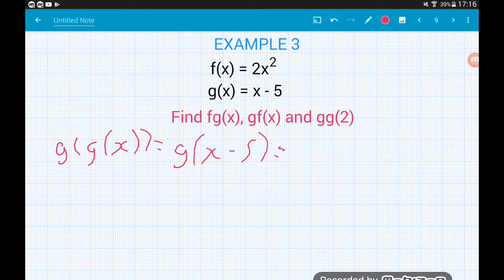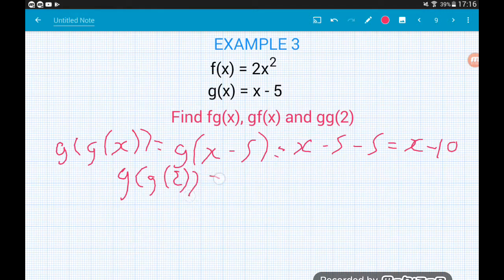So we're going to get x minus 5 minus 5, which will give us x minus 10. Not such a bad one, this. So then to find g of g of 2, we substitute in x equals 2. So g of g of 2 is going to equal 2 minus 10, which will give us minus 8.